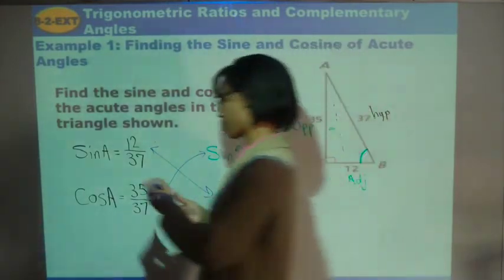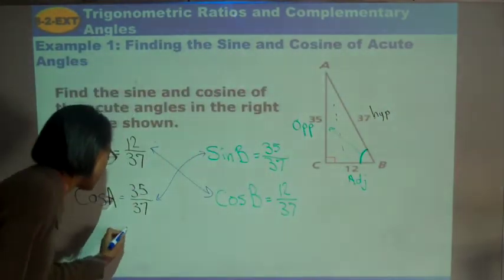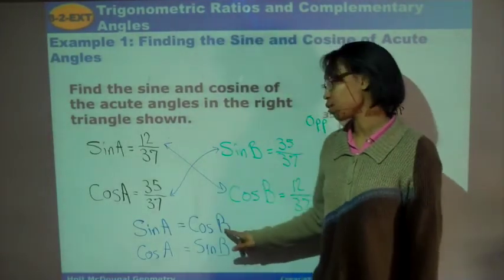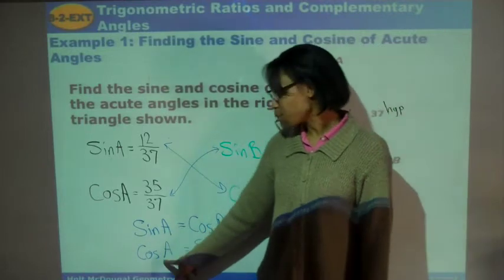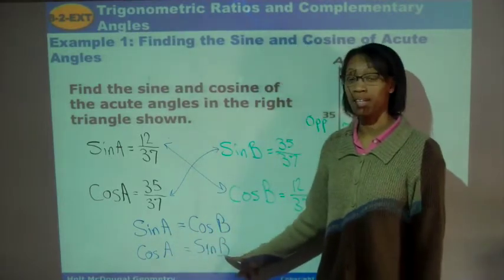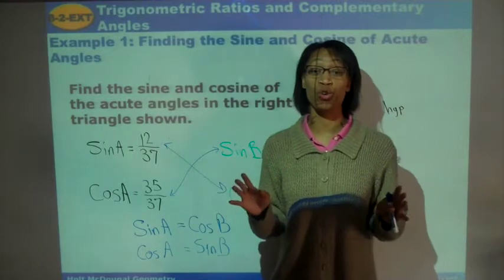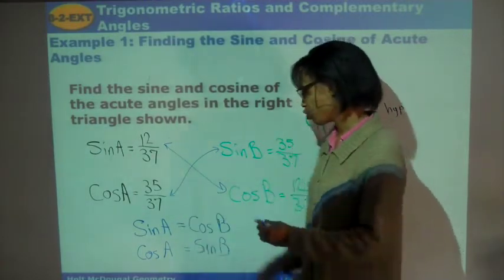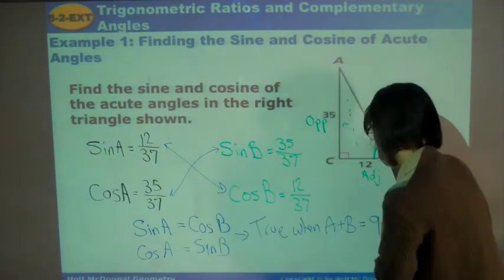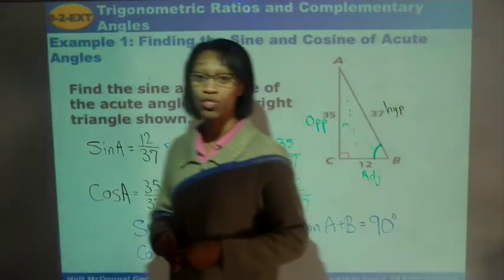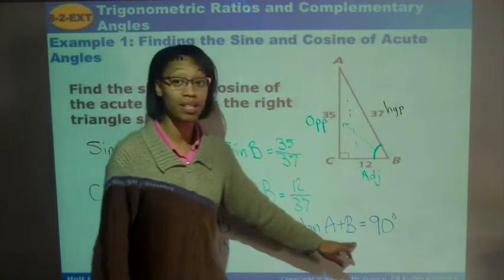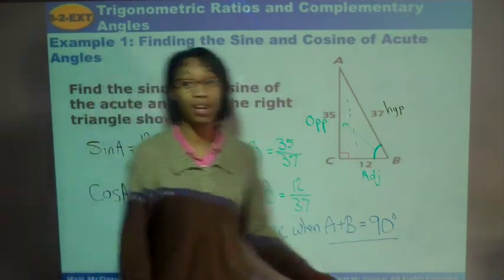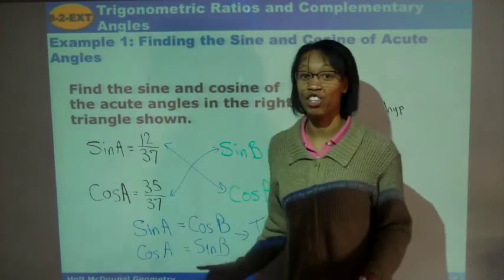So, we can see that the sine of A equals the cosine of B, and the cosine of A equals the sine of B. This is always true whenever A and B are complementary, whenever A plus B equals 90. The sine and the cosine share this relationship.